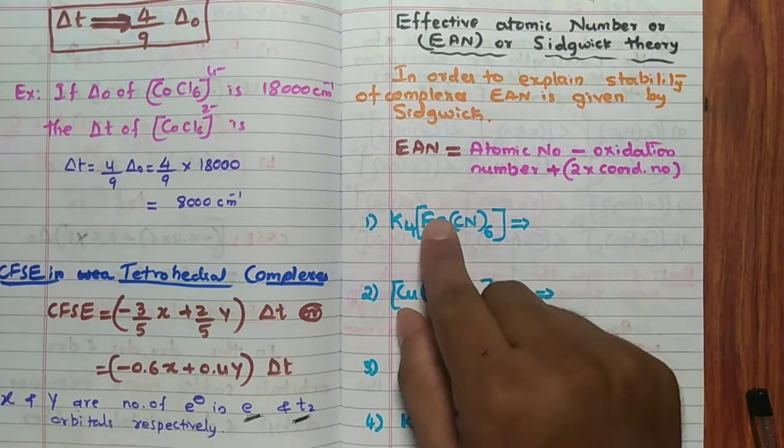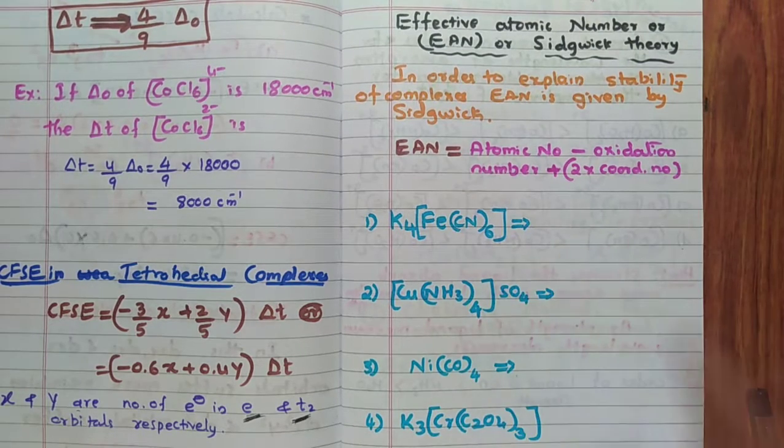Atomic number you have to know, oxidation number you can calculate, and coordination number you can calculate. You can get EAN very easily. It is a very simple question which was asked in JEE, NEET and simple CET exams also. Remember that. Now we will calculate.